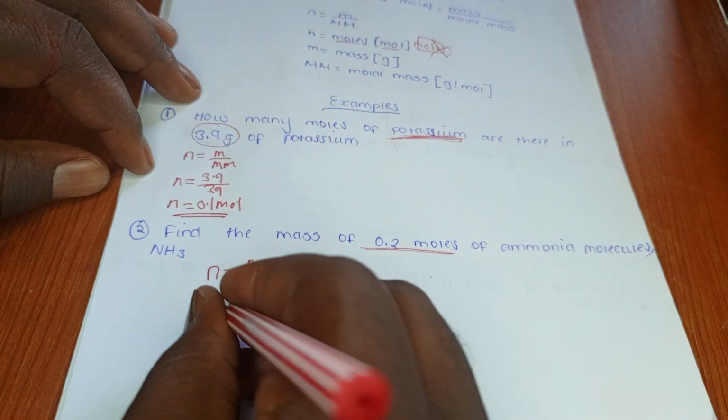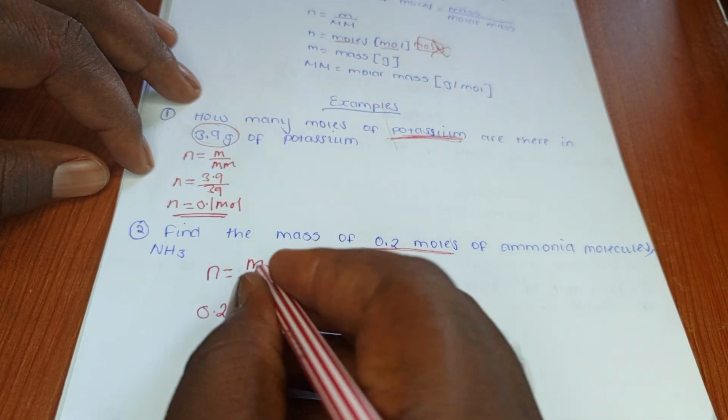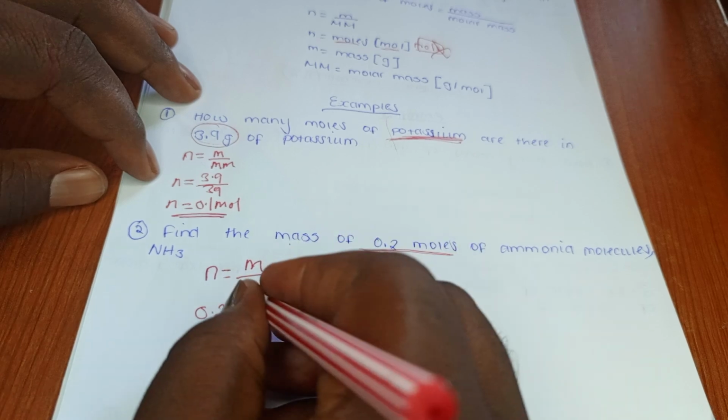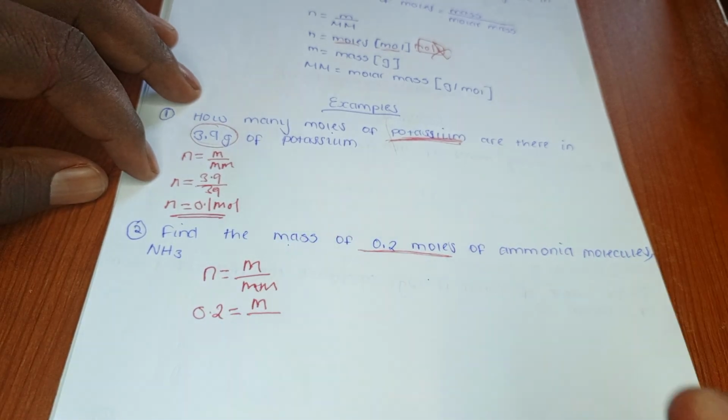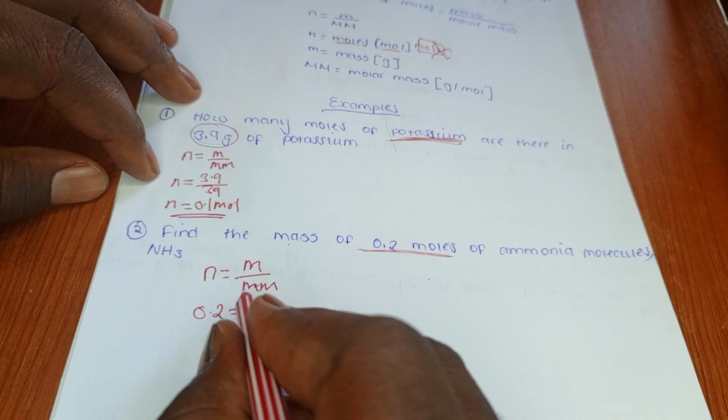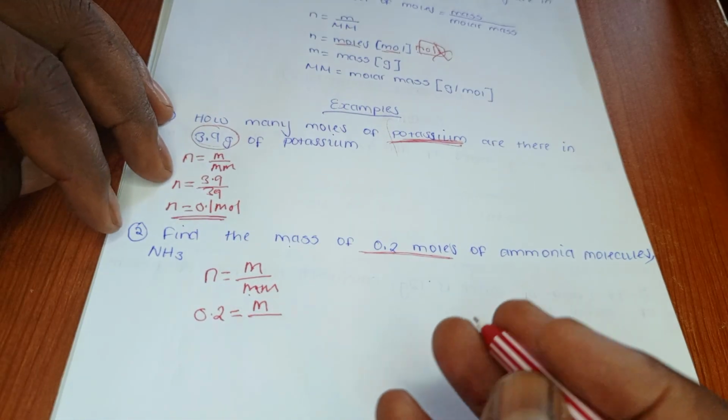So 0.2 equals the mass. We're looking for mass. We're going to maintain M here, for mass, but if you want, you can use X. You can put X there. Then the molar mass now for the ammonia molecule.